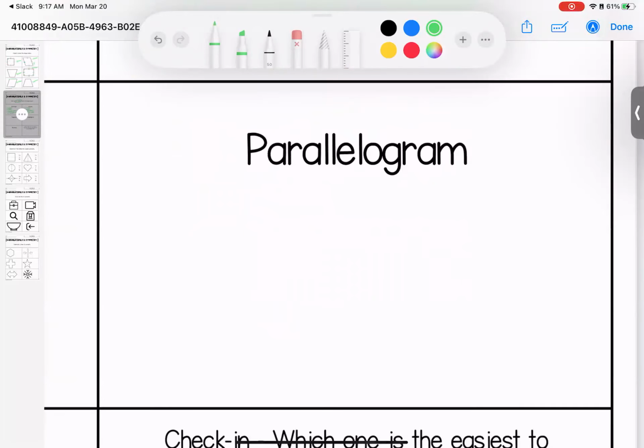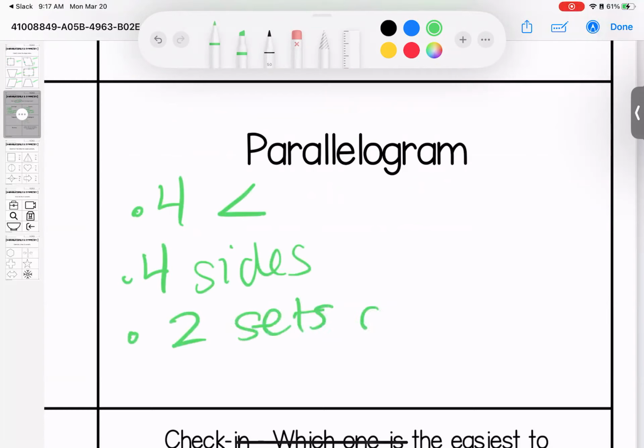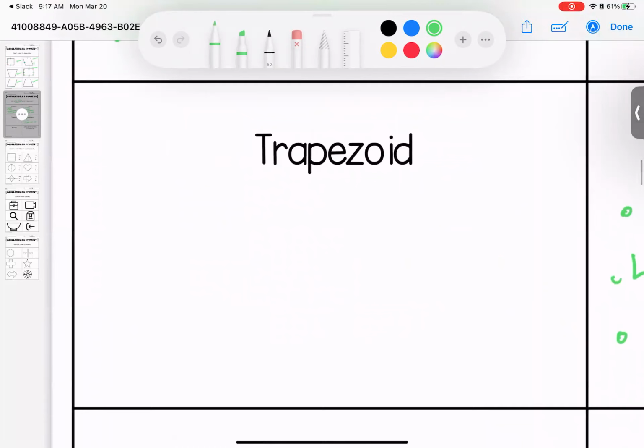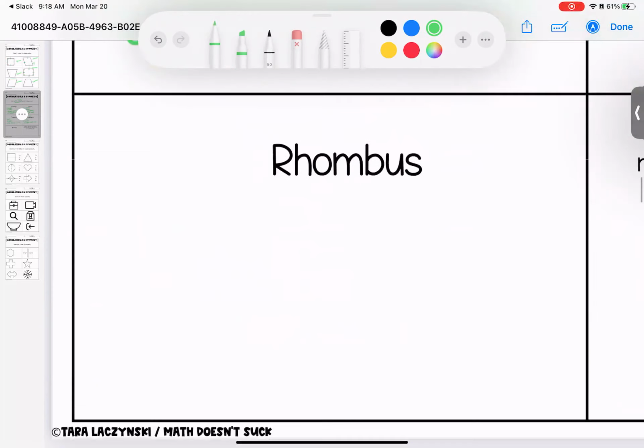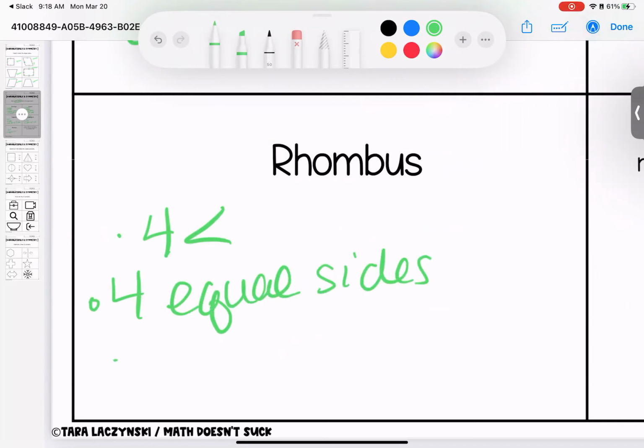Coming down to a parallelogram, it has to have 4 angles, 4 sides, and 2 sets of parallel lines. A trapezoid has 4 angles, 4 sides, and 1 set of parallel lines. A rhombus has 4 angles, 4 equal sides, like a square, and 2 sets of parallel lines.